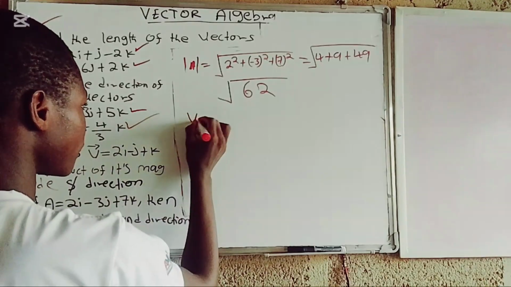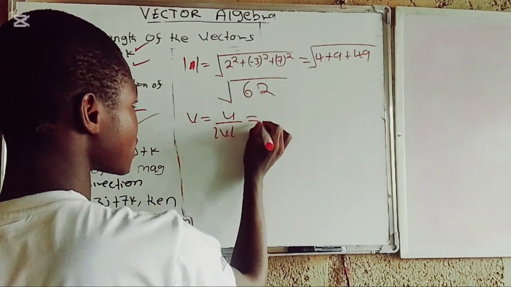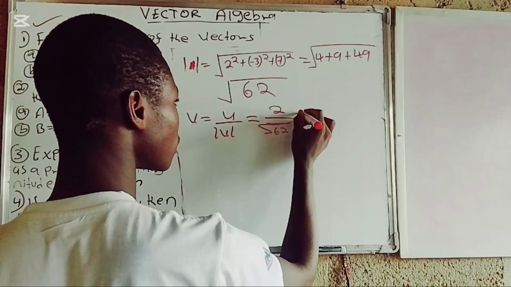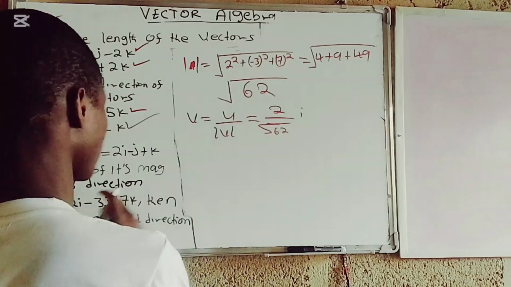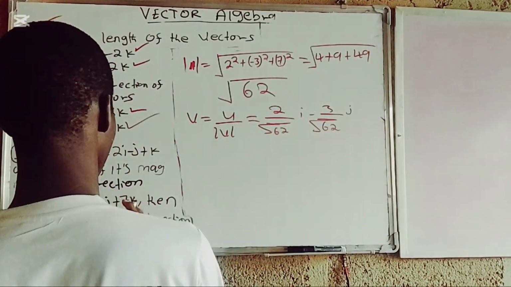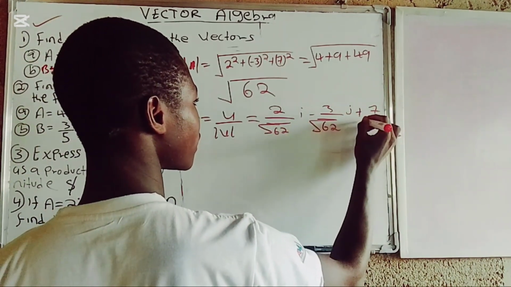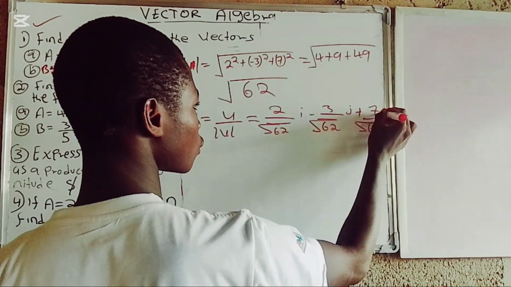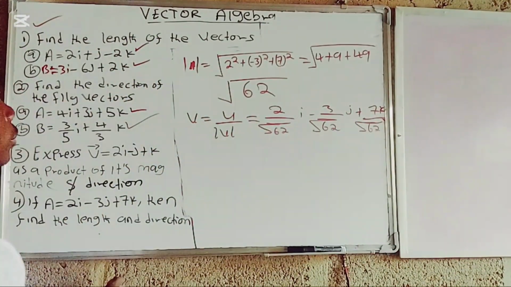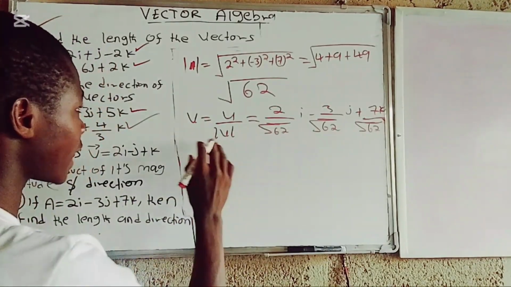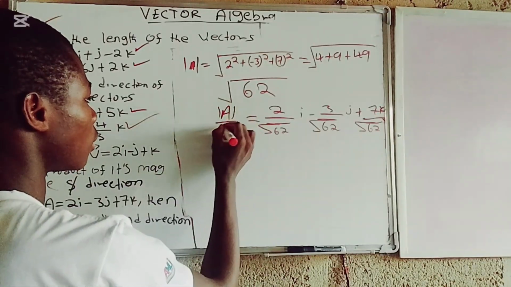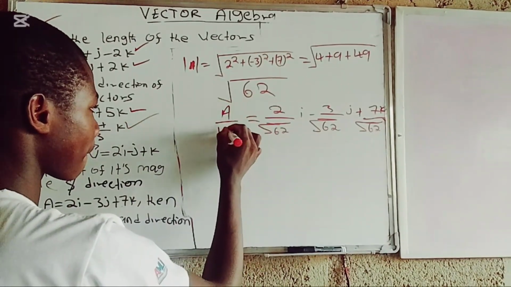So the direction should now be v divided by this, which is the same thing as 2 by root of 62 i, minus 3 by root of 62 j, plus 7 by root of 62 k. Therefore, this is the unit vector of the direction of the vector. I have A; I have to change because I'm dealing with vector A.